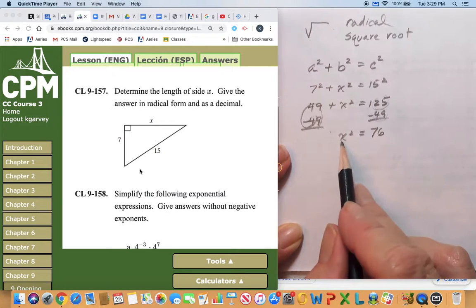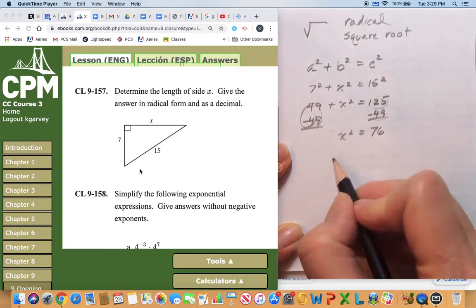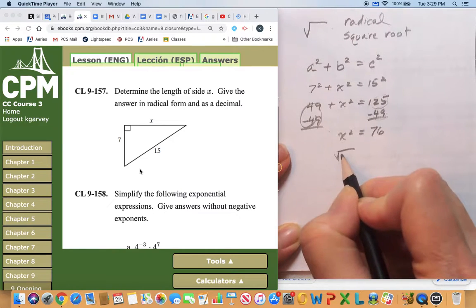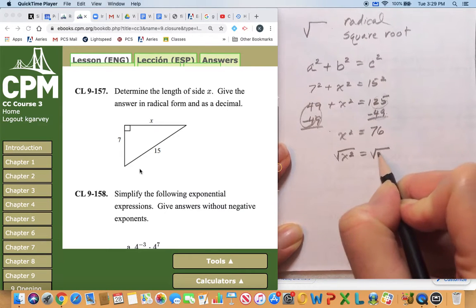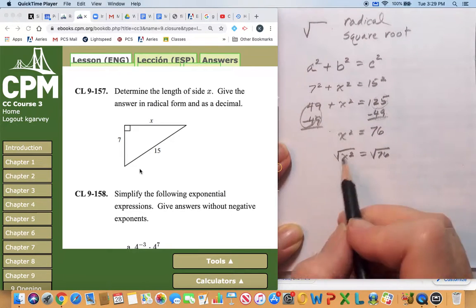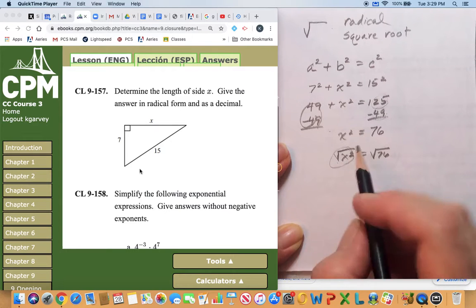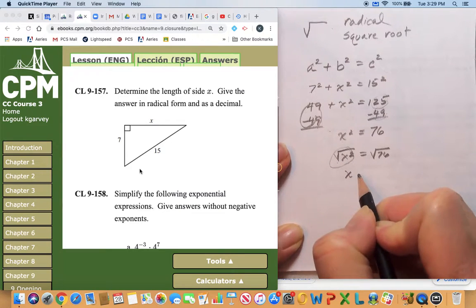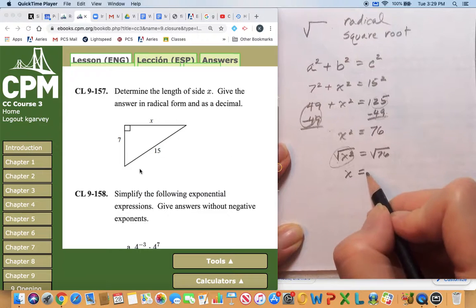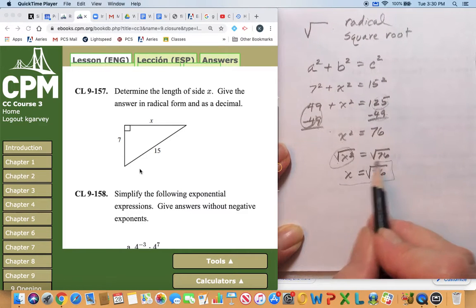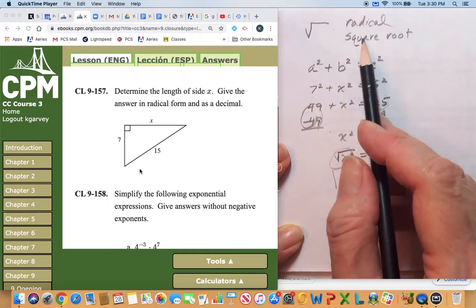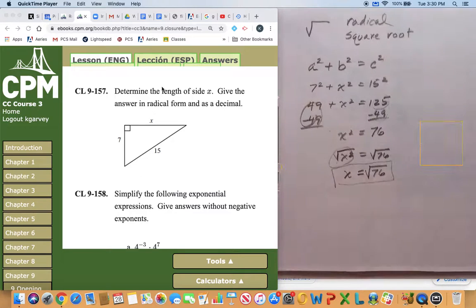All right, so we want to find what x is, not x squared. So to get x on this side, we have to take the square root of x squared, and we have to do the same thing over on this side. And if we take the square root of x squared, we know that's x. So x is equal to the square root of 76. So that's the value in radical form, but we're supposed to also provide it as a decimal.